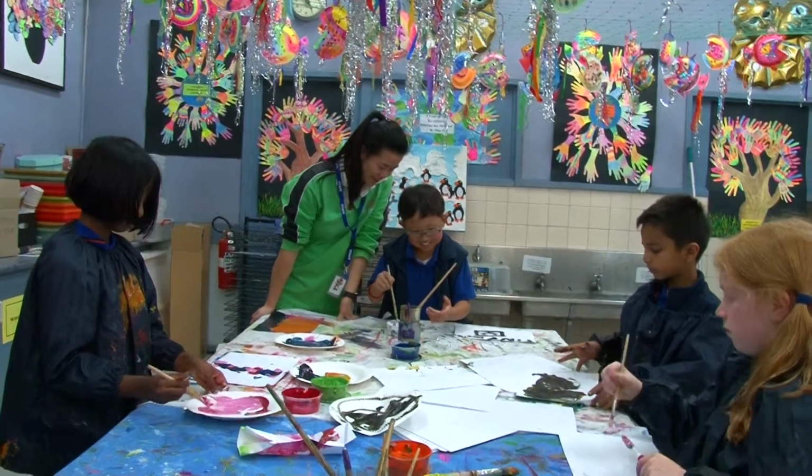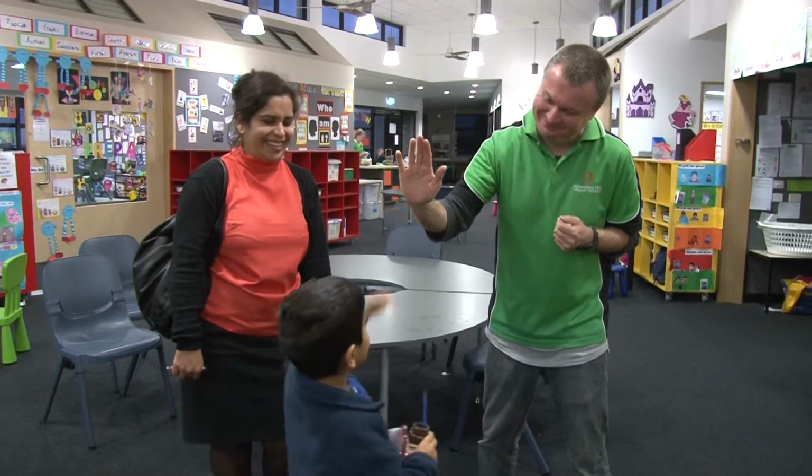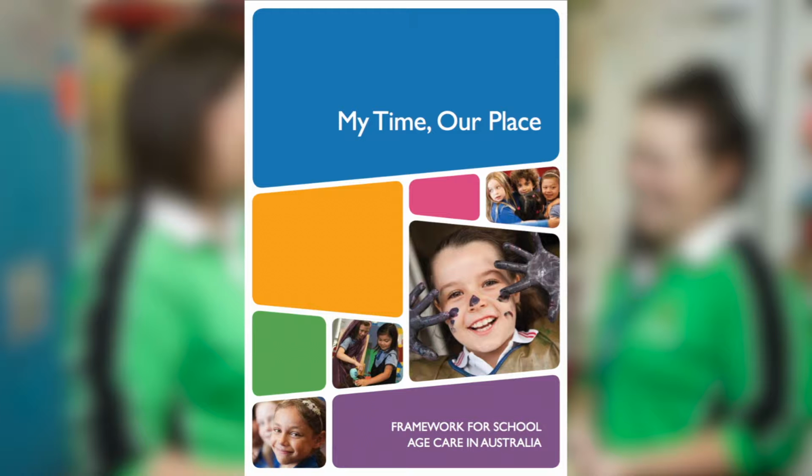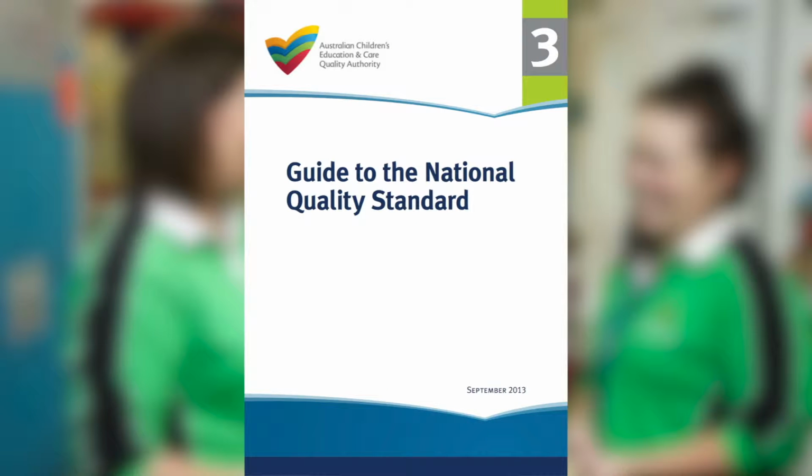High quality school aged care is important in providing good outcomes and supporting good outcomes for children. This resource provides a collection of materials that supports educators to engage with the Framework for School Aged Care and also the Educator's Guide to the Framework for School Aged Care. The Framework for School Aged Care supports educators in implementing the National Quality Standard.